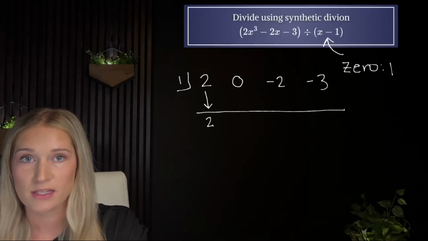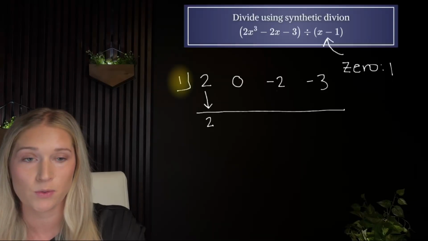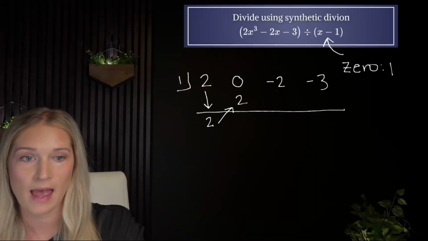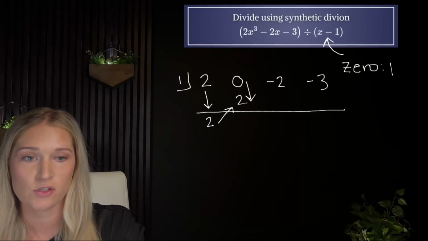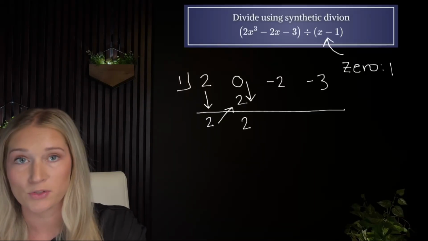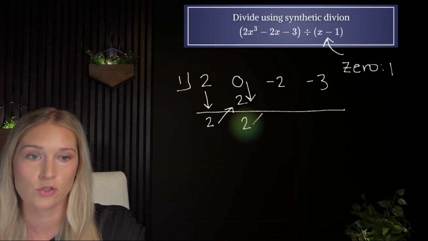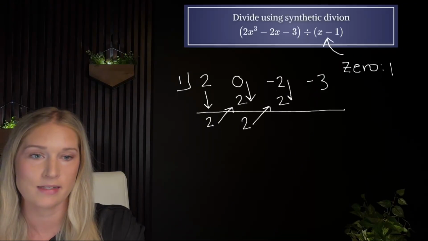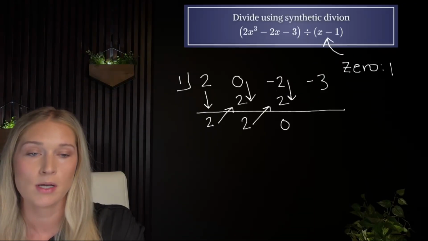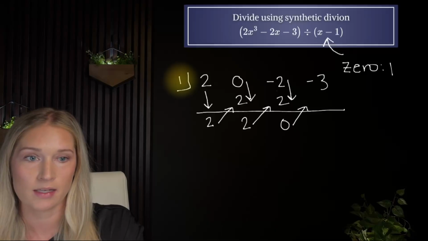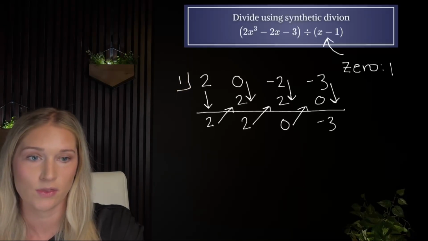I then multiply this 2 by the 1 up in the corner. 1 times 2 is 2, and I write that number in the next column. I add down, 0 plus 2 is 2, and then I multiply by that positive 1 in the box. 1 times 2 is 2, and I write that number in the next column. I add down to get 0, multiplying by 1, I get 0, and I add down to get negative 3.